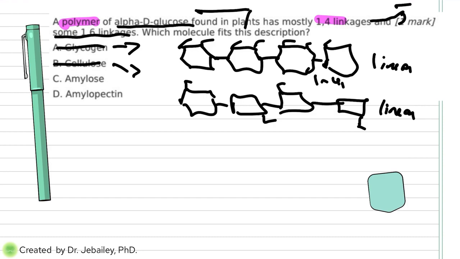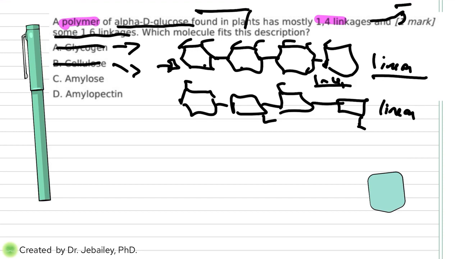Now you might ask me, how do I know this? Well, that is in the chapter. You can always go back to the videos and I show you the structures. Then you have amylose and amylopectin. Amylose is just looking like glycogen, and again, it's 1 through 4. It's linear, just like this one right here.